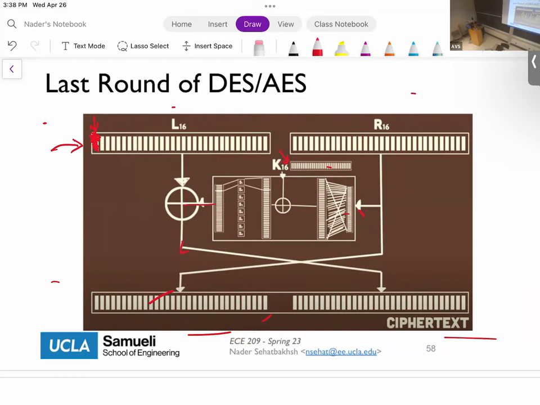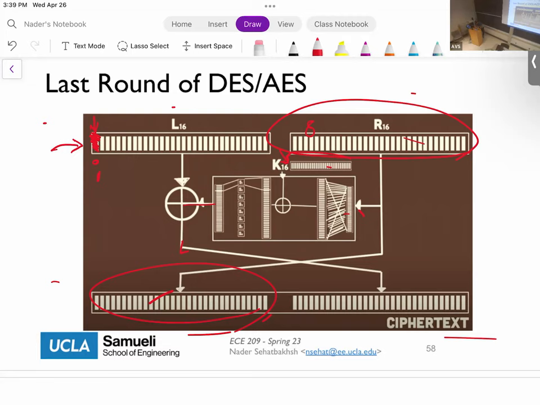So what I'm going to do is this key 16, let's say this is 8 bits. In order to know whether this is 0 or 1, I know these values because I know the ciphertext, right? So I know all these bits here, right?